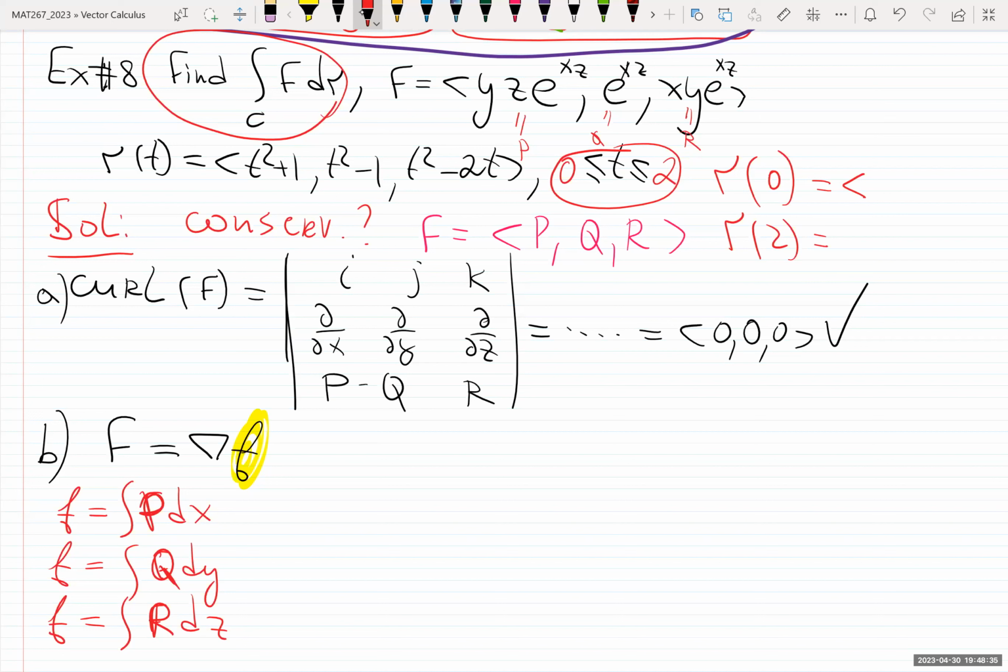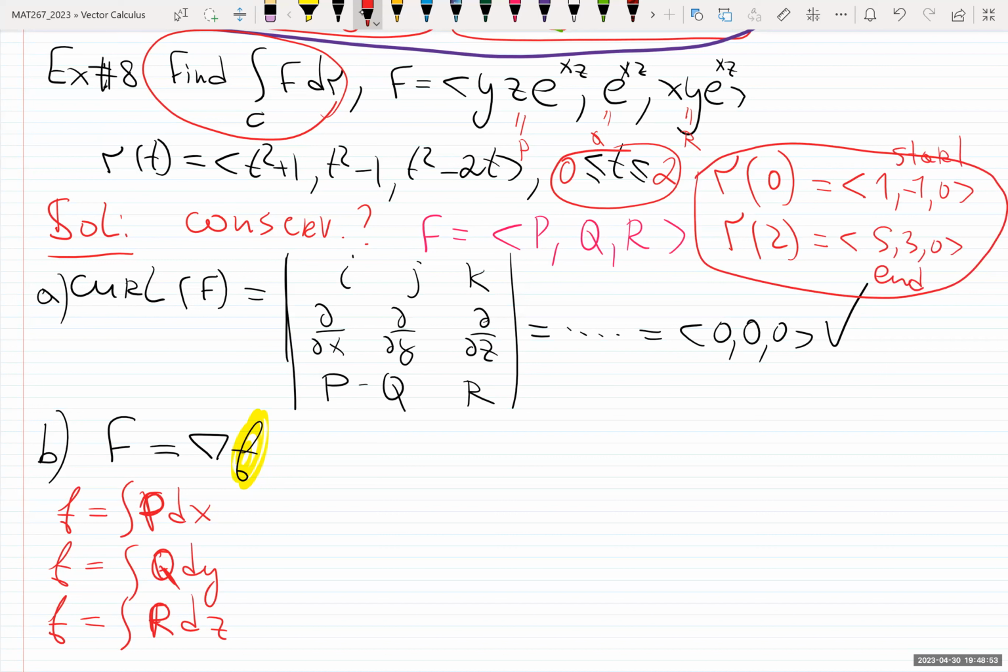Yeah, the first point is easy: 1, 1 minus 1 and 0. And the second point, if you plug in 2 and calculate carefully, is 5, 3, 0. Thank you for asking. That was a good question. What to plug? It's terminal minus initial, that's B minus A.